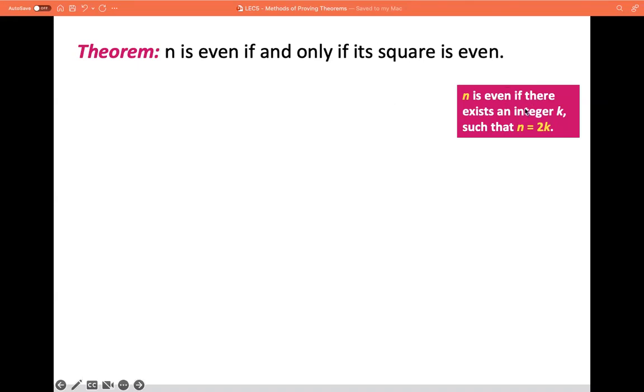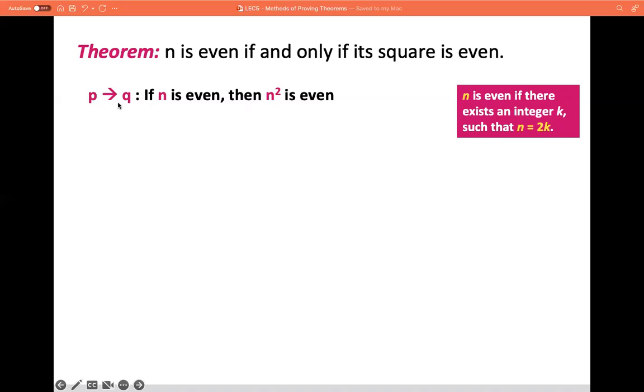n is even if there exists an integer k such that n is equal to 2k, wherein we can say that a number is even if it is divisible by 2, or if it can be factored out by 2 times some number k. All right. Expressing "n is even if and only if its square is even" into its equivalent P implies Q and Q implies P statements, we have the following.